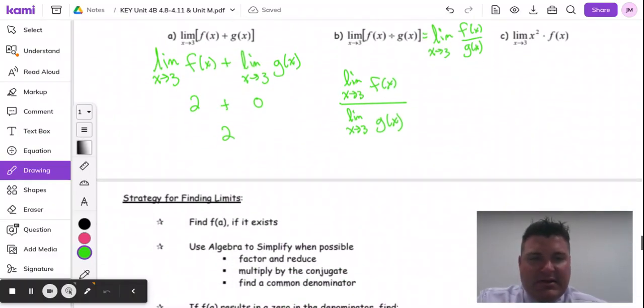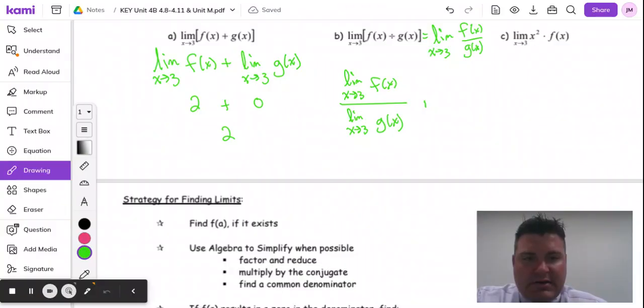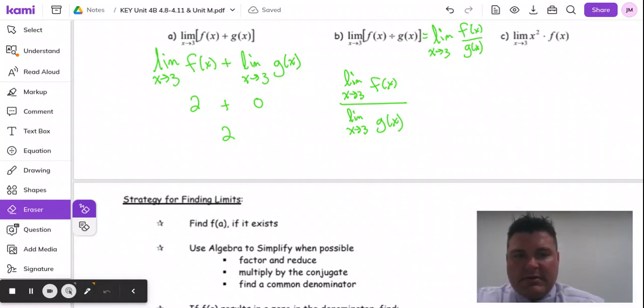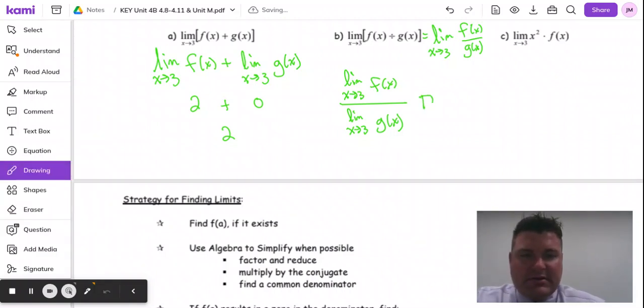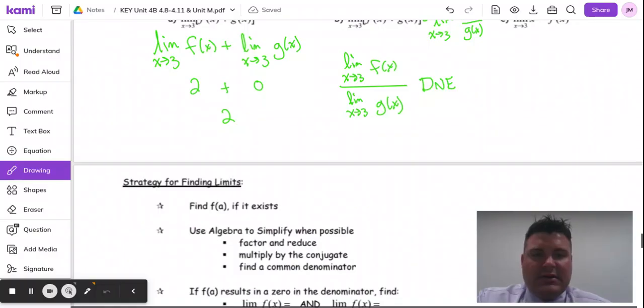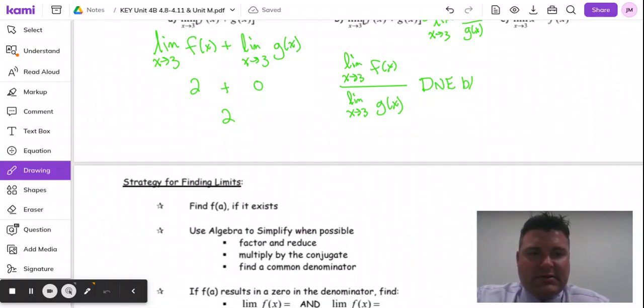So this limit is a DNE. Let me write this better. I'll just say this limit does not exist. I want you to get in the habit of writing why a limit does not exist in this part of the course. It does not exist. Why? Because we cannot divide by 0.